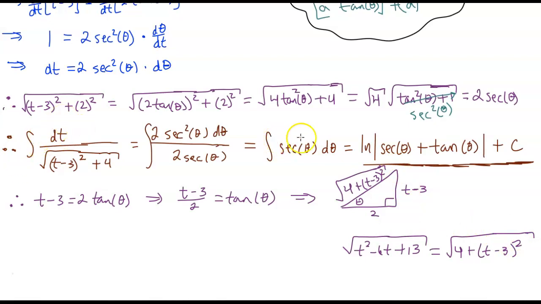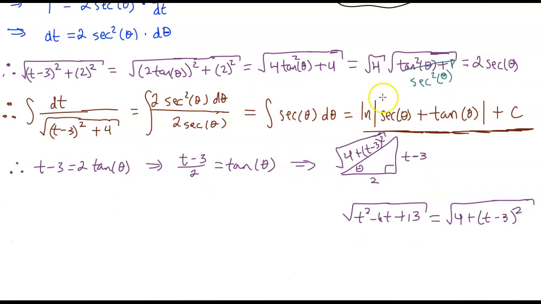So now that we know that, we can take our answer here and read off our right triangle to figure out what secant and tangent are going to be. So therefore, the integral of dt over t squared minus 6t plus 13 is just going to be equal to natural log of absolute value. Secant is going to be the reciprocal of cosine. So cosine is 2 divided by our hypotenuse. That means secant is going to be our hypotenuse divided by 2.